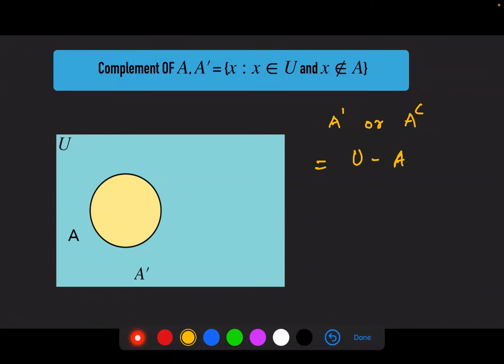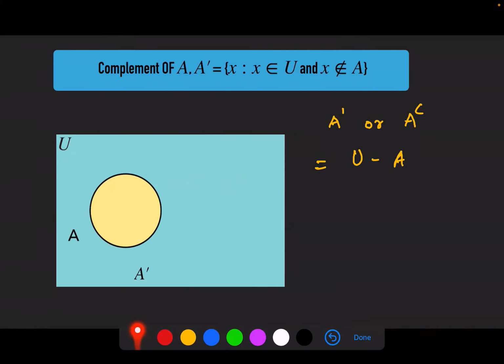Now, for example, here I have a universal set U, and then there is only one single set A. What is A's complement? The elements which are outside A in the universal set. So this greenish area is your A complement. I think we are okay. These are the simple operations on sets: union, intersection, difference, and then complement.